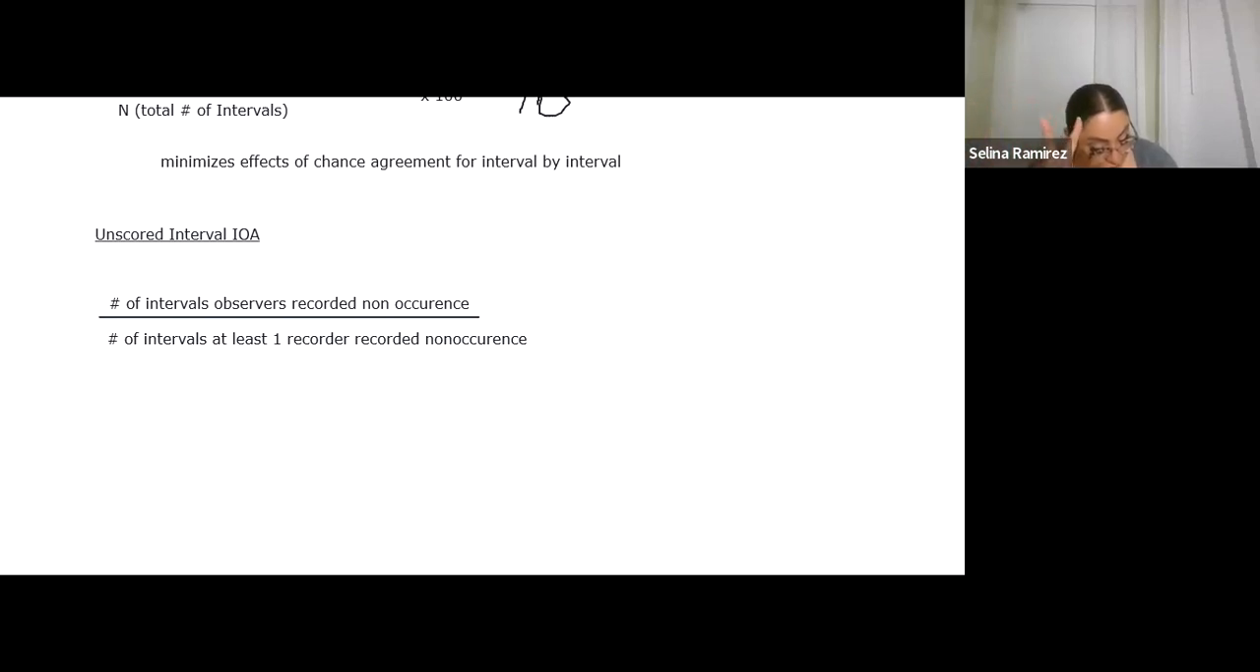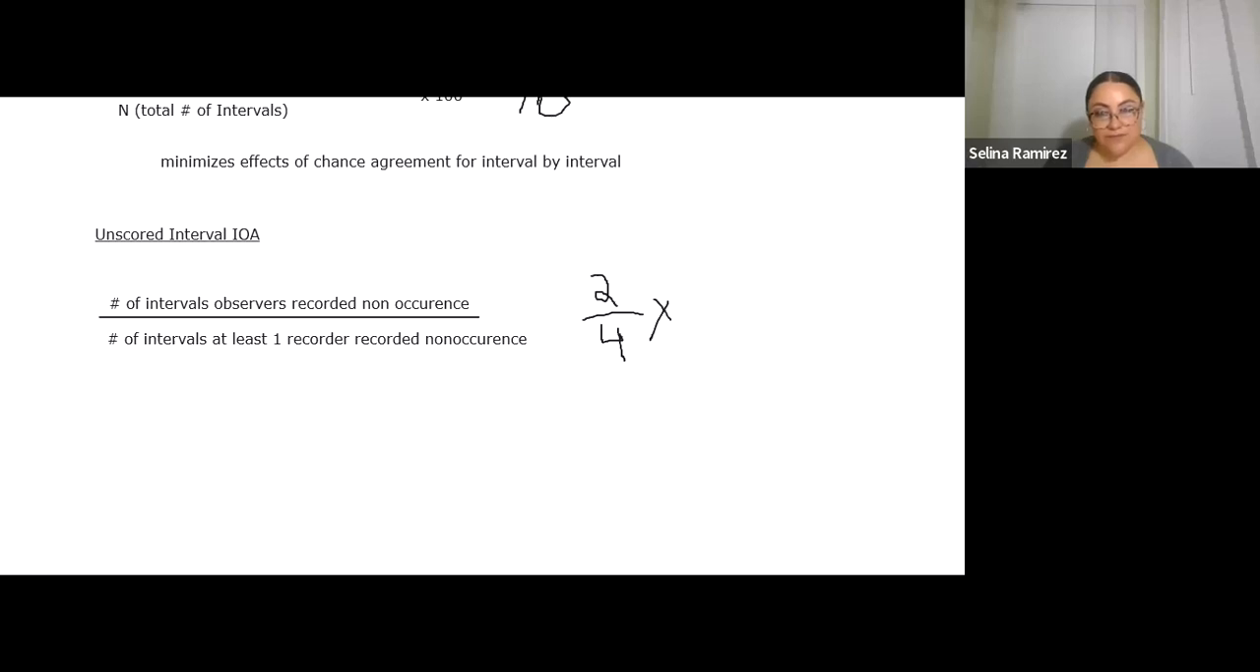So for that one, there's 2 where they both recorded a non-occurrence. That was interval 4 and 7. For intervals 4 and 7, they both agreed that they did not see the behavior. So that's going to be 2, over the number of intervals that at least one recorder recorded a non-occurrence, which is 4. So it'll be 2 divided by 4, equals 50%, right? Yeah.